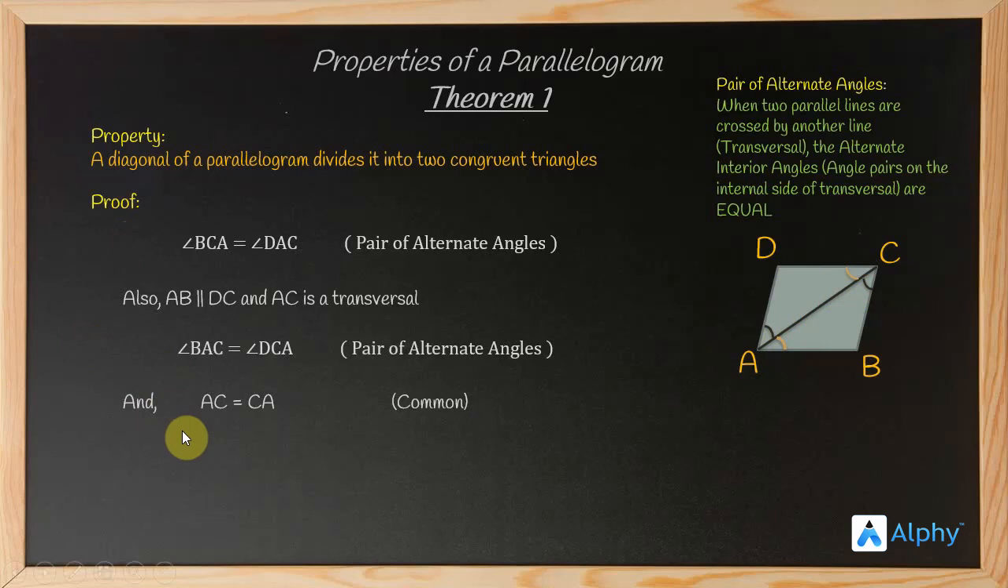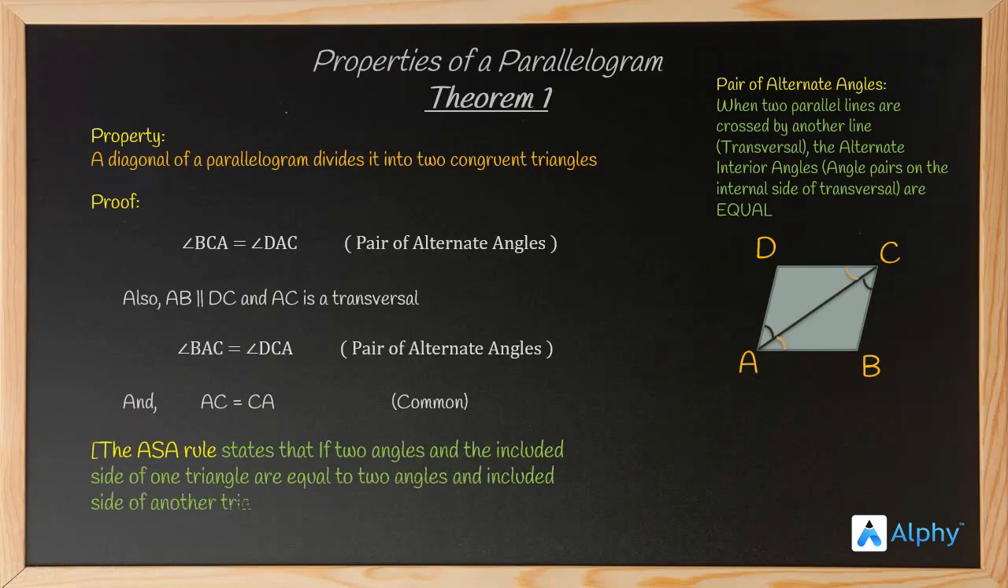Let's revisit the property of ASA. The ASA rule states that if two angles and the included side of one triangle are equal to two angles and included side of another triangle, then the triangles are congruent. Alright, so the two angles are BCA and BAC of one triangle and DAC and DCA of the other triangle, and one included side, that is AC. Satisfying these three criteria makes these two triangles congruent to each other. I hope we have understood how this theorem works and how it is proved.